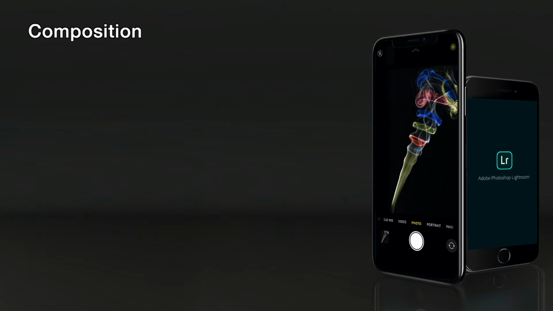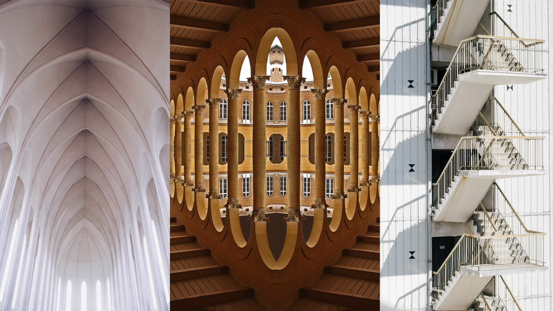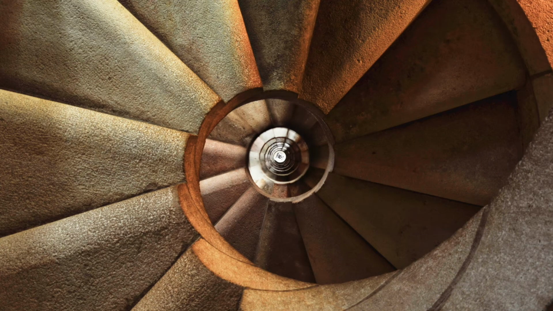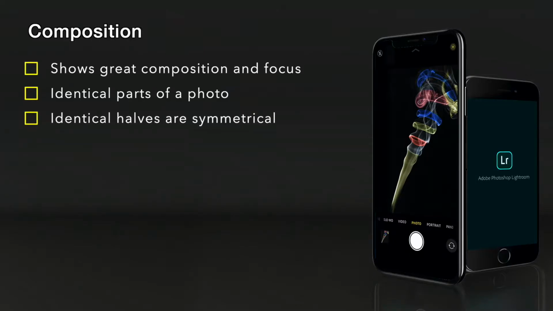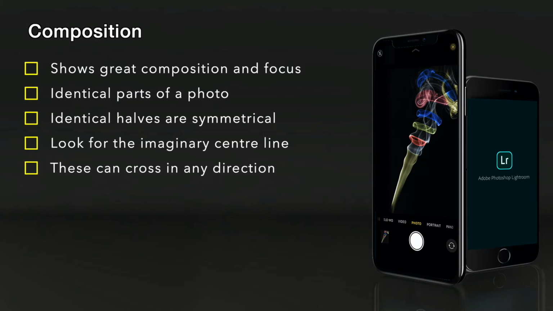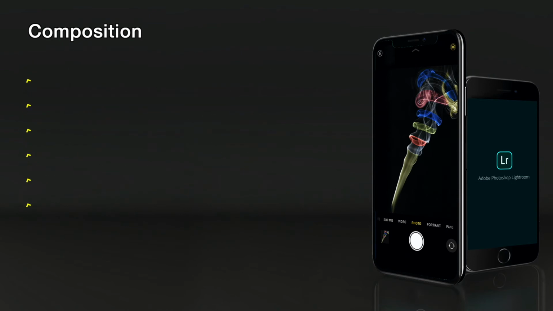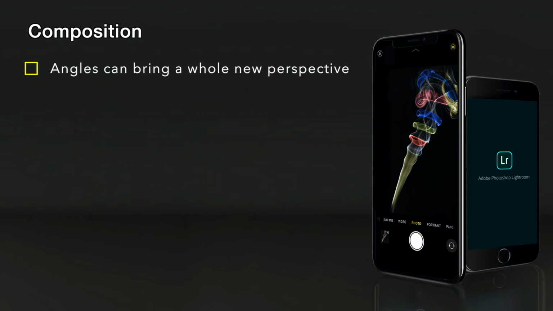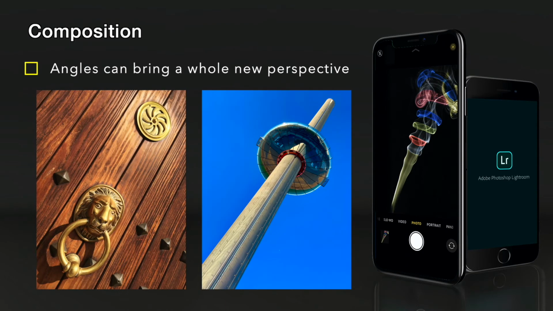Symmetry. Symmetry is a great way to show composition and focus. So what is symmetry? If your photo had a center line through it, each side would be identical. Photos that can be divided into identical halves are called symmetrical. When taking a photo, look for the imaginary line through the center. This can cross the photo in any direction. You can find symmetry in absolutely anything. Angles. The use of angles can add drama and impact to your photos. You don't have to keep your phone in a landscape or portrait view. Changing the angle and level of your camera, particularly working with dramatic lines, can bring a whole new look to your photo.